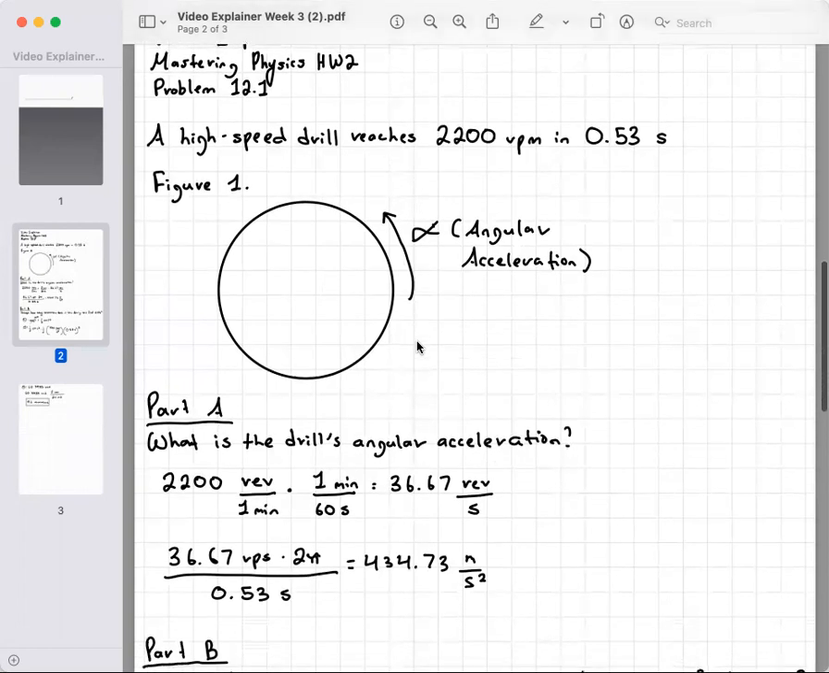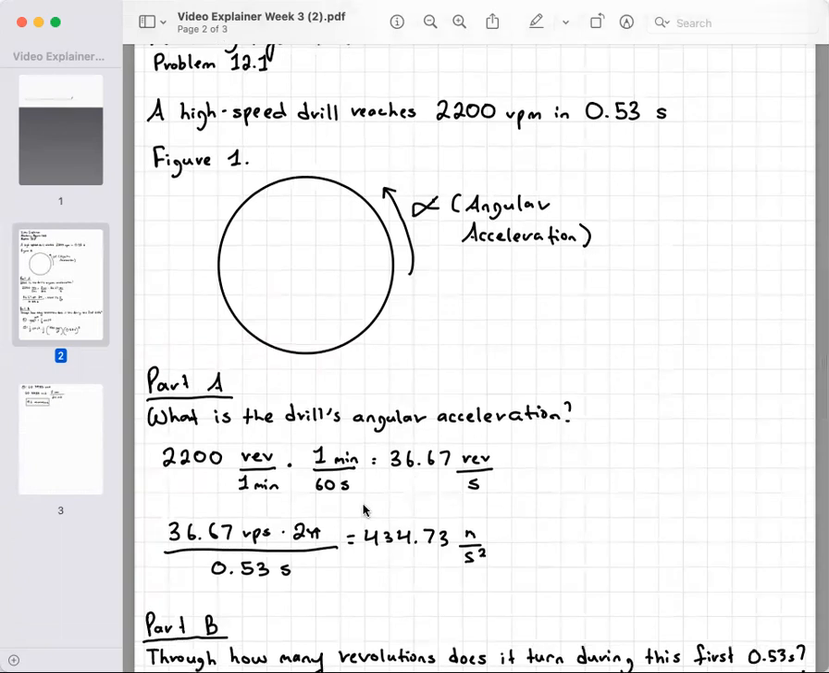So part A states, what is the drill's angular acceleration? So first, we're going to be converting the 2200 revolutions per minute into revolutions per second, so then we can easily convert it into the angular acceleration. So it states that there are 2200 revolutions in 1 minute, and in 1 minute there's 60 seconds, so that means there is 36.67 revolutions per second.